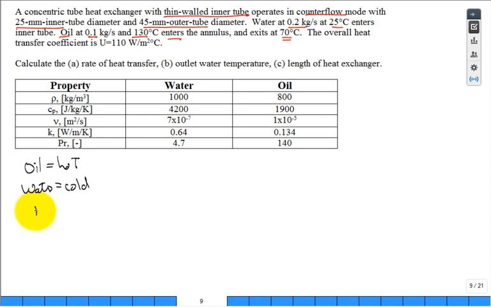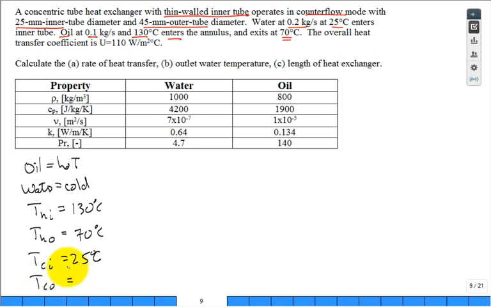And then the temperature of the hot in is given. That's 130 degrees C. The temperature of the hot out is given, 70 degrees C. The temperature of the cold in is given, 25 degrees C. The temperature cold out, is that given? No. But we're given the mass flow rates. I'm not going to repeat those, of the water and of the oil.